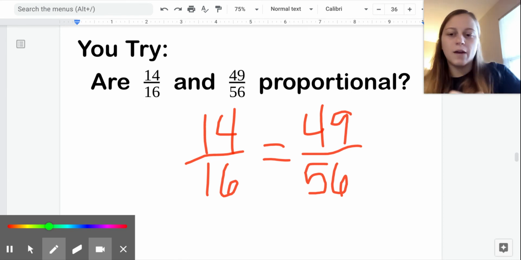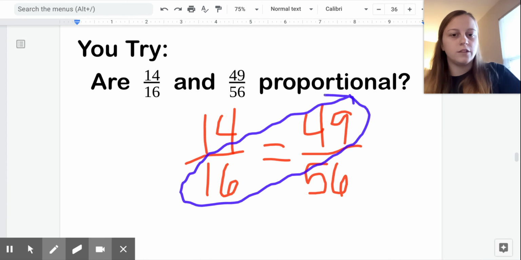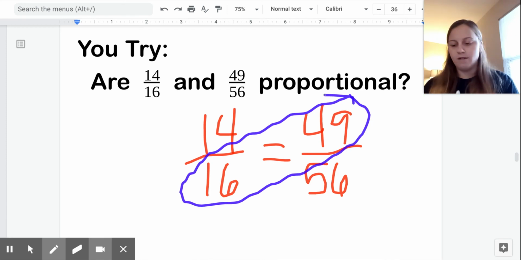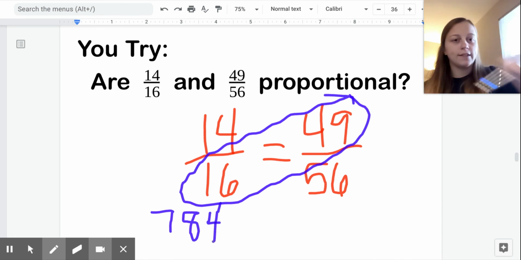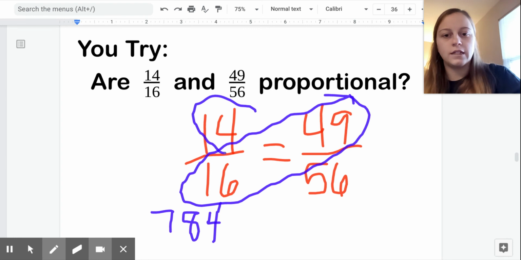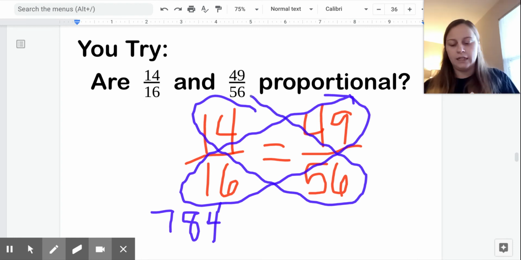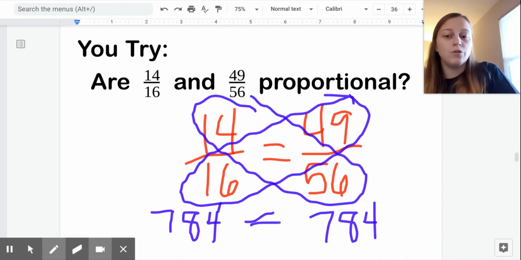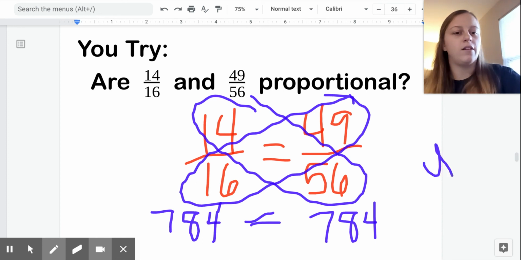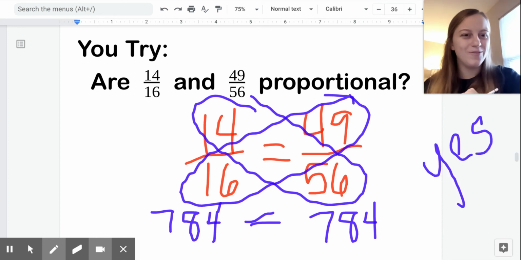All right, so again, what I'm going to do here is multiply along the diagonal. So 16 times 49. That gives me 784. Then I multiply across the other diagonal. So 14 times 56. You have calculators, just type them in. That gives us 784 as well. So therefore, those do equal each other. So your final answer is yes.